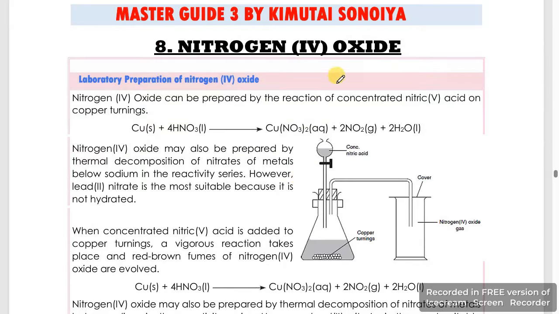Another gas is nitrogen 4 oxide. How is nitrogen 4 oxide prepared? The reaction between concentrated nitric acid and copper turnings gives us nitrogen 4 oxide, and you can see it is collected by downward delivery. It means it is denser than air.